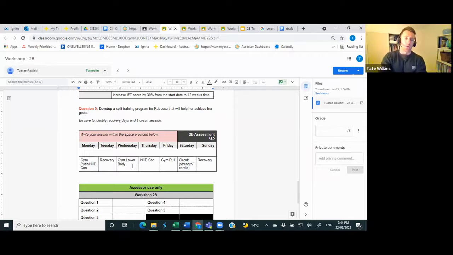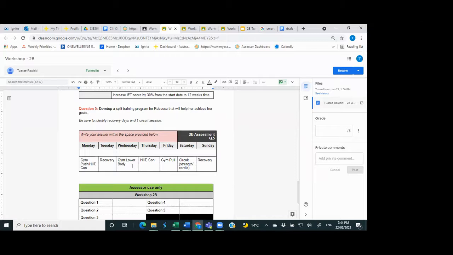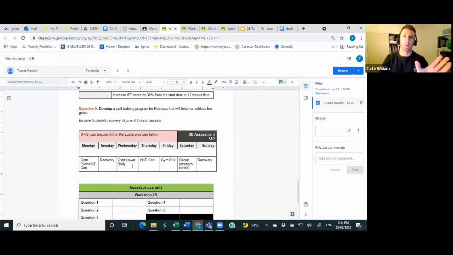If you go into Cert 4, you'll learn more about why there are phases. They call it a base phase, build phase. You'd probably be in the maintenance phase, where you've built the base, like when you're building a house, you build the base first and then you build the house. So you've built the fitness in the pre-season, off-season, and now it's more about the maintenance phase.